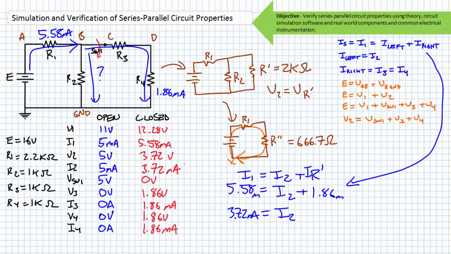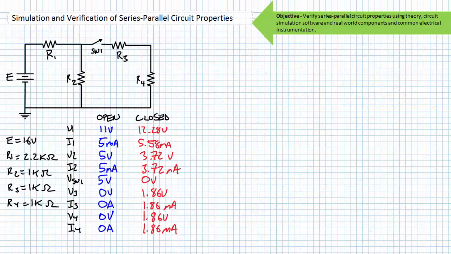A quick check using Ohm's law should verify this calculation. If I2 equals V2 divided by R2, substituting the necessary values, we also find I2 to be 3.72 milliamperes. I've got a reasonable degree of confidence our analysis is correct, and we can proceed with part 2 of this exercise. Part 2 has us assemble this circuit in our circuit simulator of choice.